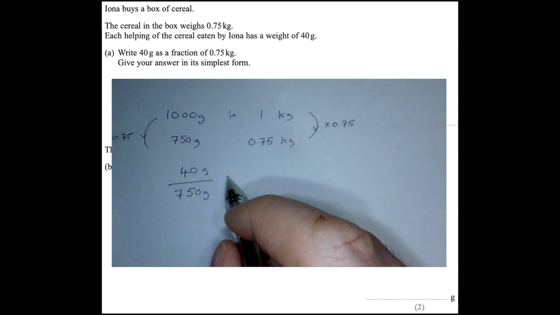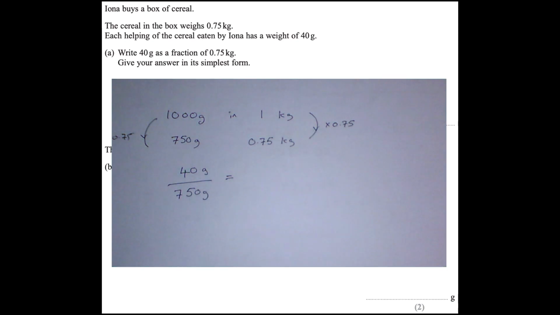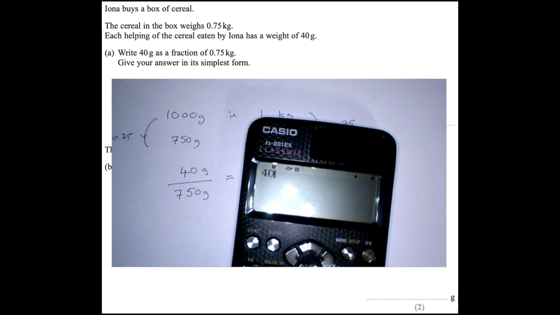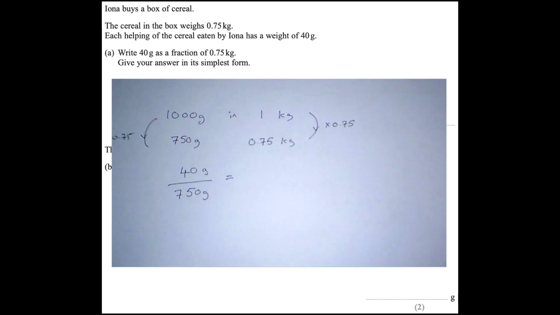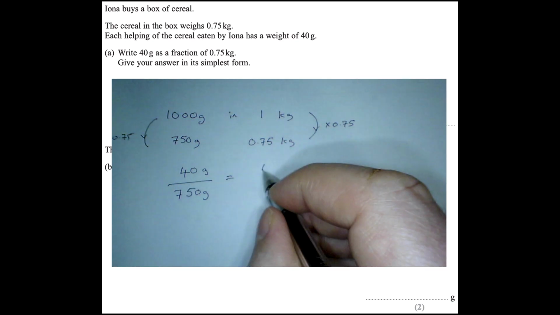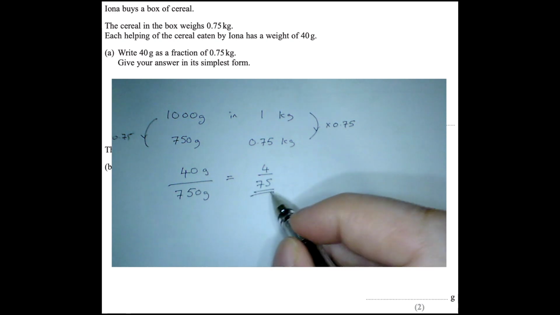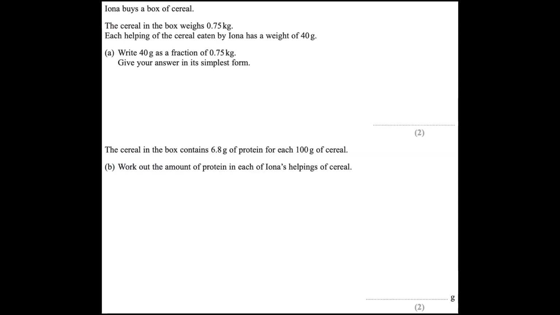And I'm just going to check on my calculator, but I'm pretty sure that's going to cancel down to 4 out of 75. So 40 out of 750, press equals, and it will simplify the fraction for you to 4 out of 75. And we've given our answer in its simplest form. So we've definitely answered the question there.